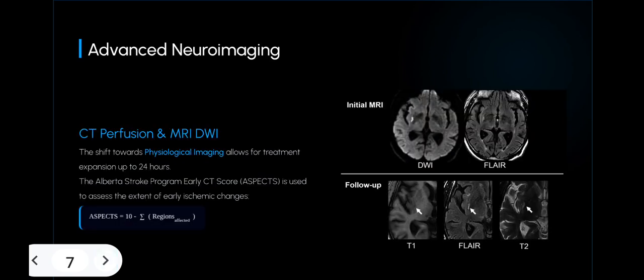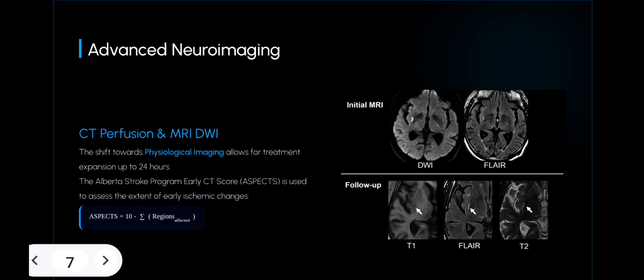Advanced neuroimaging. To know about the overall brain and blood vessels, to know if there is any clot formed in the brain, in the artery or in the vein, then we use MRI, magnetic resonance imaging, CT perfusion, and MRI DWI.